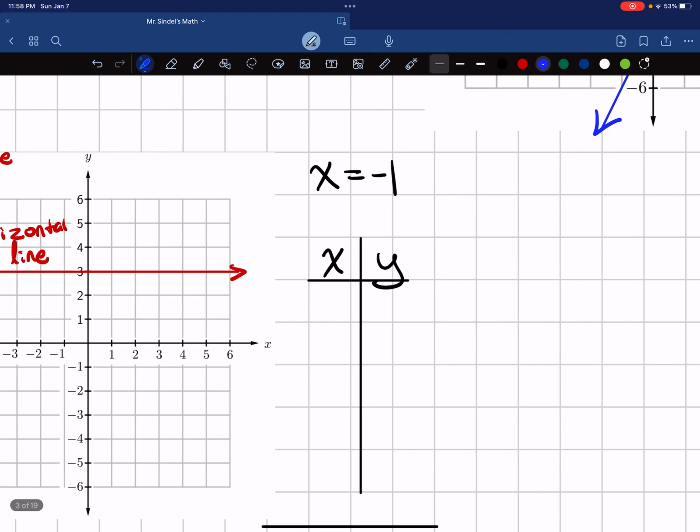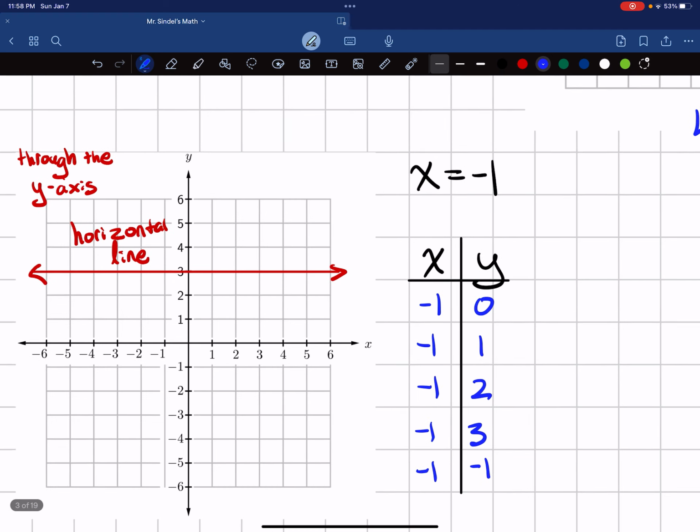I don't care what you do as long as x is -1. Why? I don't care what y is. It could be 0, it could be 1, it could be 2, it could be 3, it could be -1. I don't care. Go ahead and plot all those, and the x coordinate is always going to be -1. And whenever you have that, you have a vertical line.